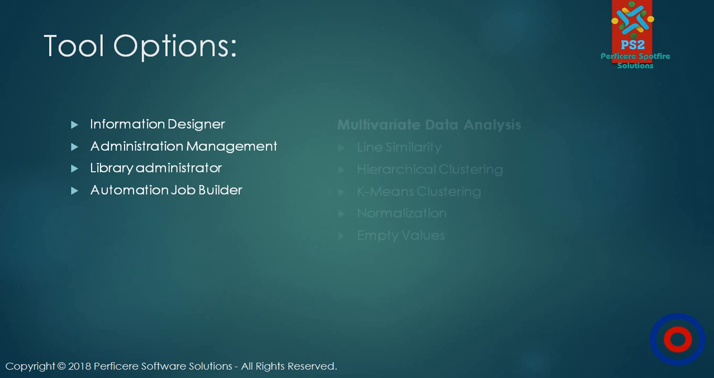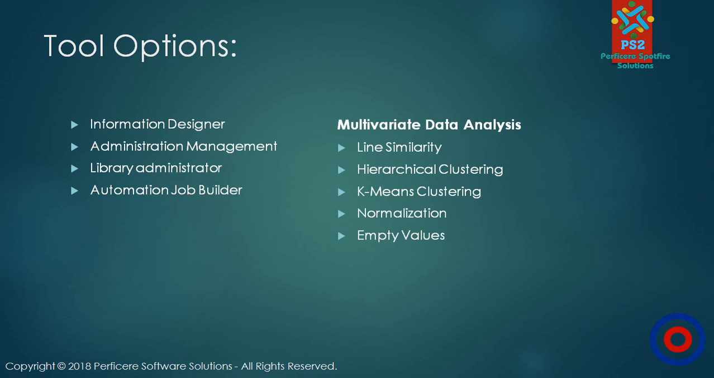These are the tool options: information designer, administration manager, library administrator, and automation job builder. If you have access, how you can create an information link, how you can create a parameterized information link, and how you can import the data on demand. So we are going to explain the information designer, what administration manager is, how you can add users, how you can create a group, and how you assign permissions. We are going to explain these things.